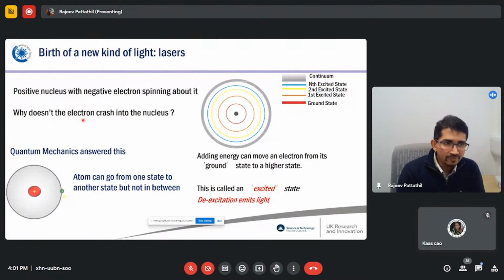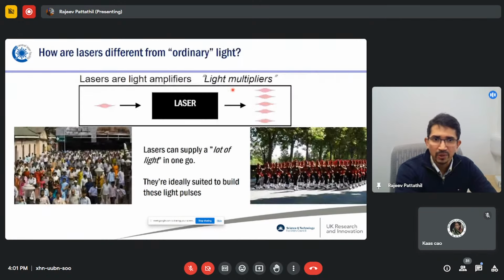But this also opens up a route to a new type of light. It's called laser, where, for example, some of these higher energy levels could have much longer lifetime. They could store up a lot more electrons in that higher energy state for a long period, and then they could all de-excite all in one go. So when they do that, this produces a very strong flash of light, a collection of photons all in one go.